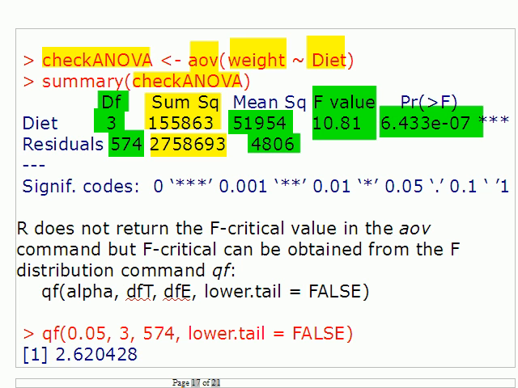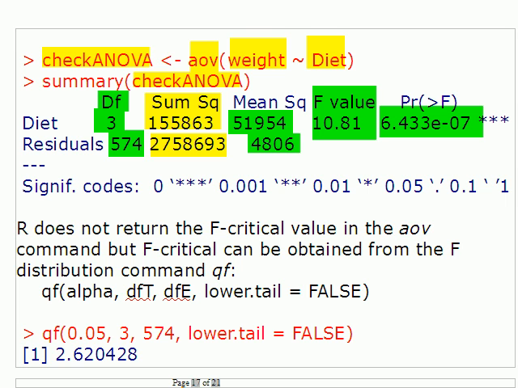Okay, and here it is. 6 times 10 to the minus 7. Of course, that's quite significant, and so there you go. The null hypothesis would be rejected, and in this case, one of the diets did make a significant difference in the weight of these chickens.